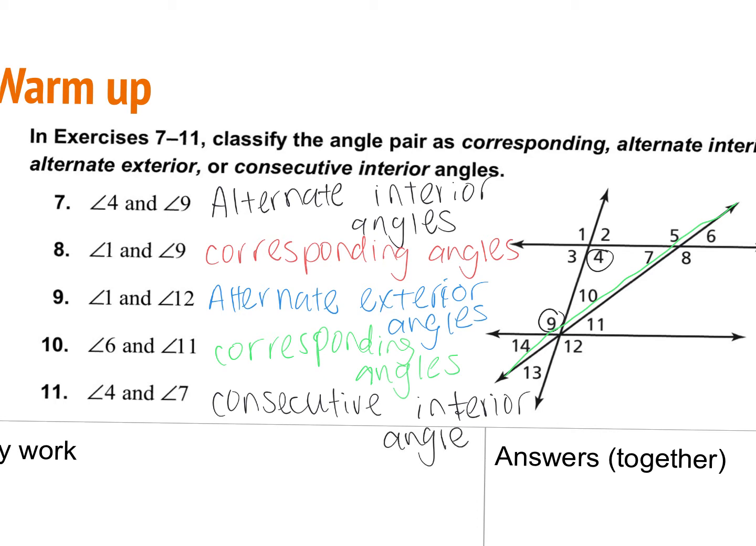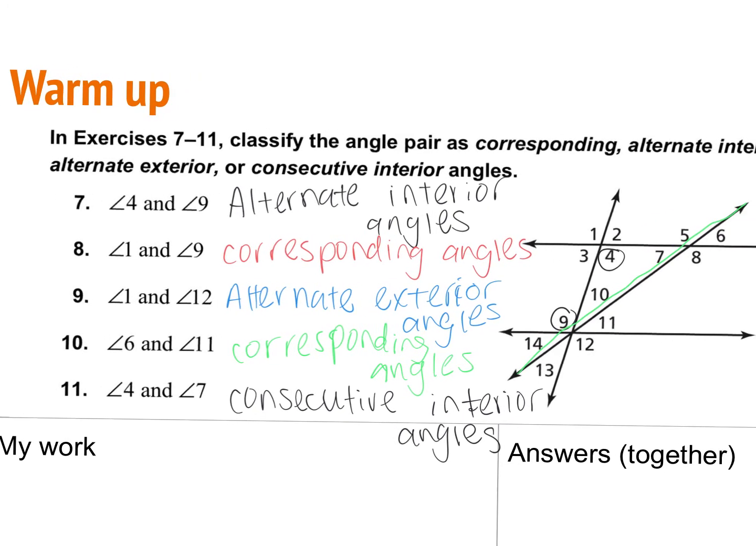Did anyone get all of them right? You got 4 of the 5? Good. Okay. Do we understand what we did wrong if we missed one? Excellent. Guys, instead of consecutive interior, what else could we have put? There's another way to say it, for 4 and 7. Nobody remembers from yesterday? If you say same side interior, that's fine as well. Same side or consecutive interior are both fine.